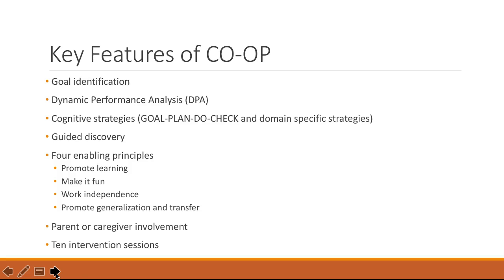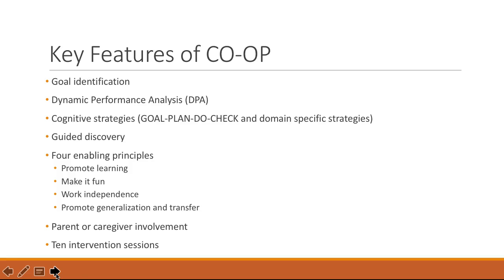The third feature is the use of cognitive strategies that are used to support skill acquisition, generalization, and transfer. Under the guidance of the OT, the child will use cognitive strategies to problem solve a performance issue and monitor the outcome. The global cognitive strategy used in co-op is the goal, plan, do, check method. It's a mnemonic that children learn to use during therapy to identify what they want to do, plan how they're going to do it, actually do it, and then check how things went.